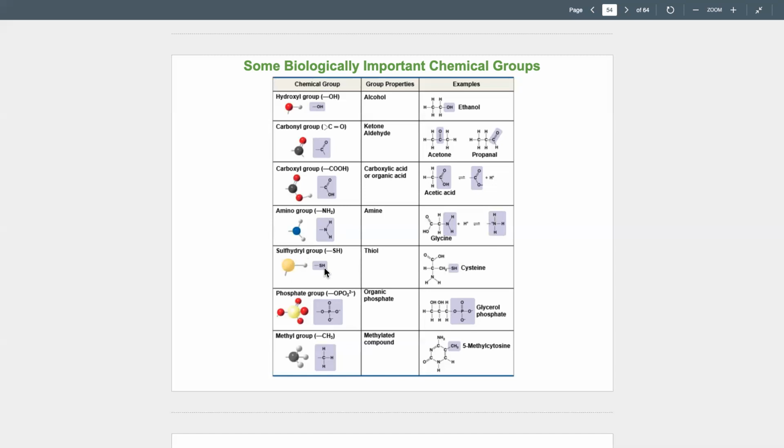Sulfhydryl, a sulfur and a hydrogen. Phosphate, a phosphate group bound to oxygens, and a methyl group is a carbon bound to hydrogen. In this case, it's only bound to two hydrogens over here in methyl cytosine. But here in conventional form, it's bound to three hydrogens. So just remember, carbon bound exclusively to hydrogens like that is a methyl group.